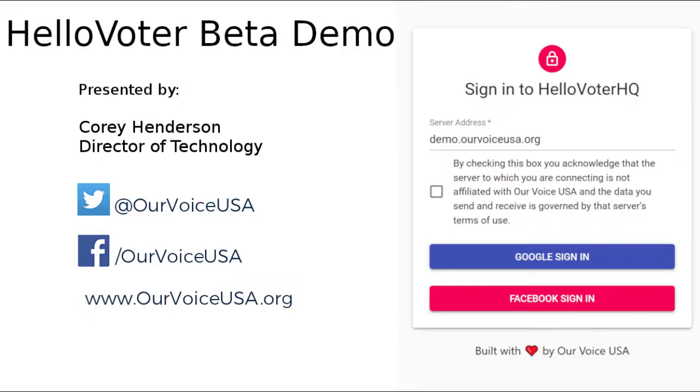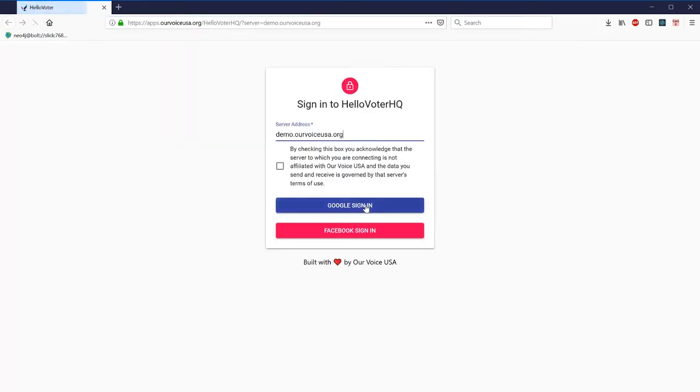HelloVoterHQ is a brand new web app that is a companion to our HelloVoter mobile app. You use HelloVoterHQ in a web browser, so let's just jump right in. demo.ourvoiceusa.org. Here you can sign in with Google and Facebook. I'll sign in with my Google account. When you log in, you can see the dashboard.